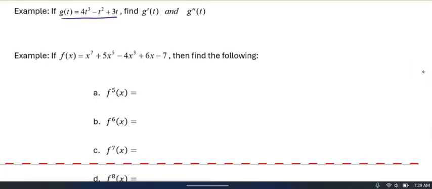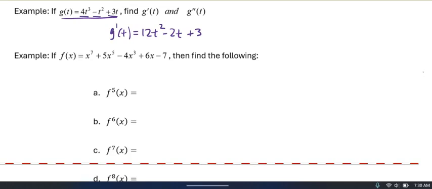If g of t is this, find g prime of t and g double prime of t. Let's use the power rule. g prime of t, first term, bring the power down, reduce by 1. Second term, bring the power down, reduce by 1. Third term, bring the power down, reduce by 1.